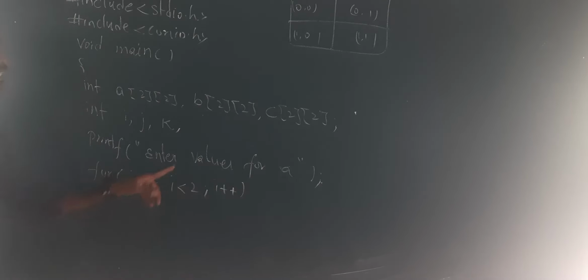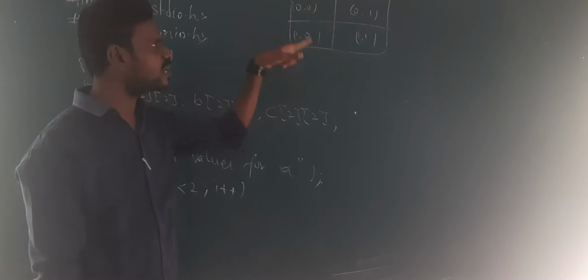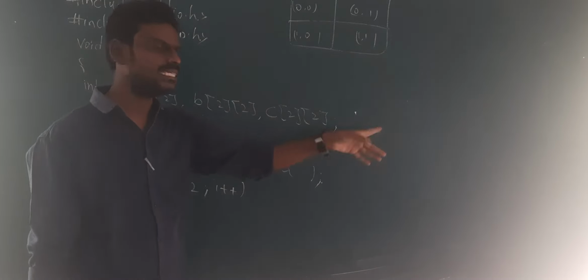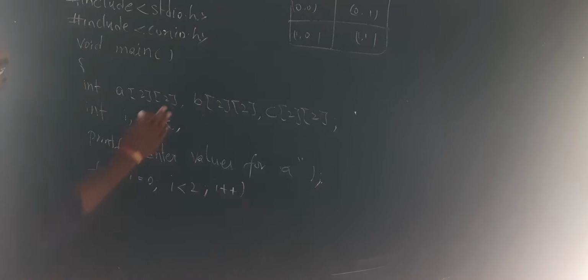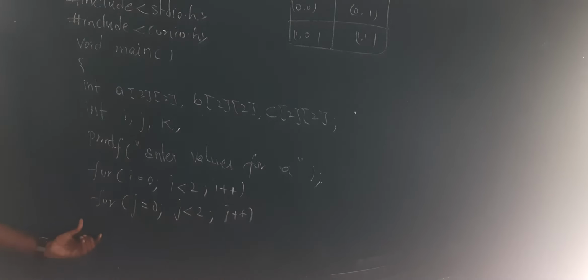See, this i represents the first row, and when I increment the value of i, it will represent the second row. When I increment i again, it will represent the third row, and so on. And in order to represent the column, for j equals 0, j less than 2 and j plus plus. And here I will be accessing the element.